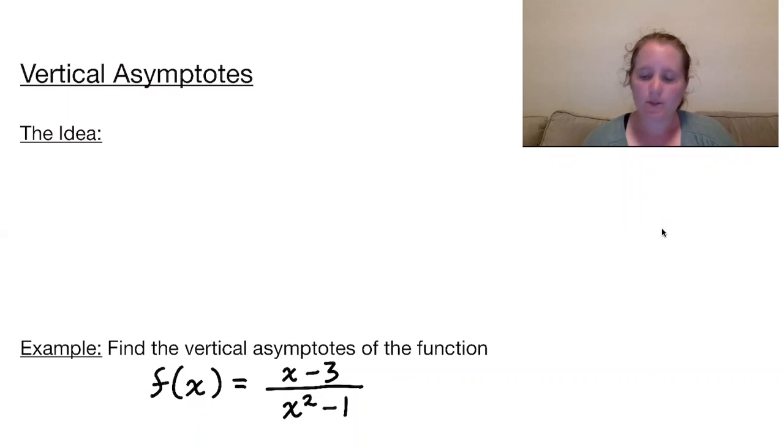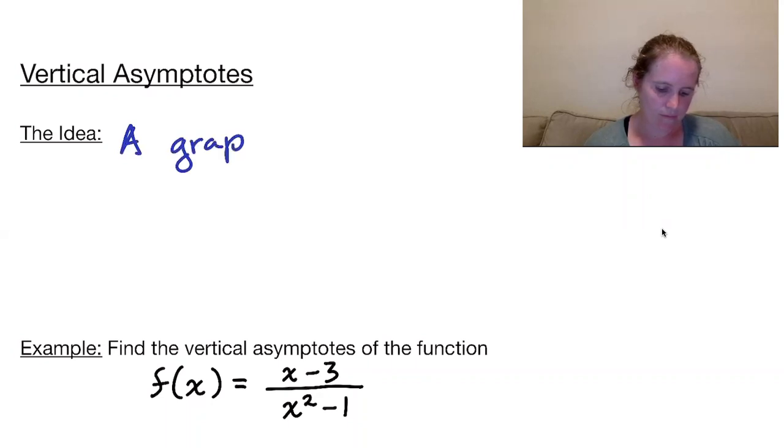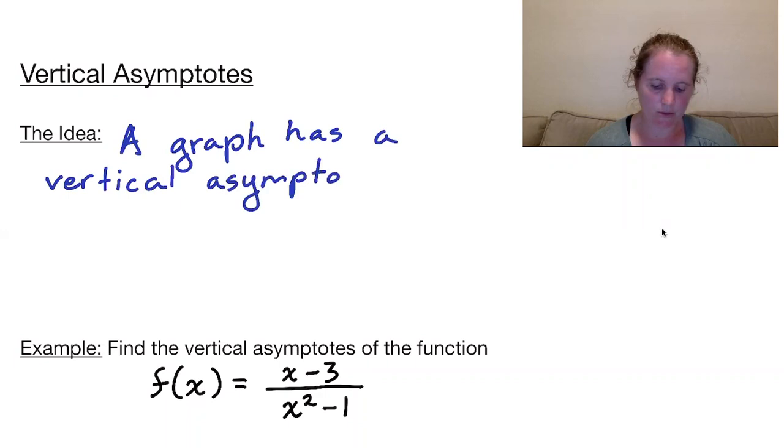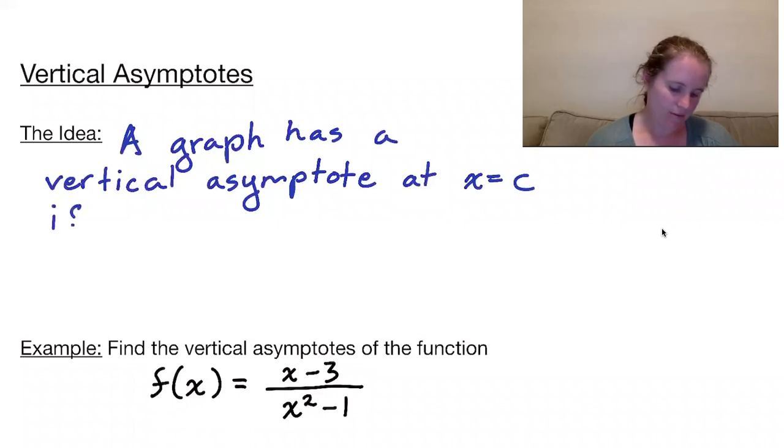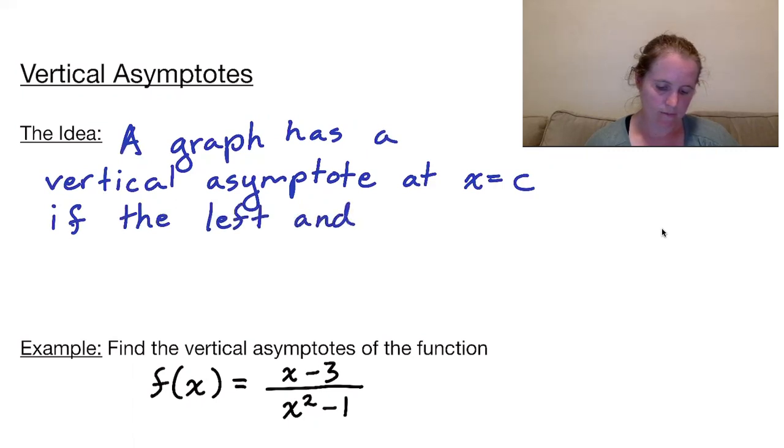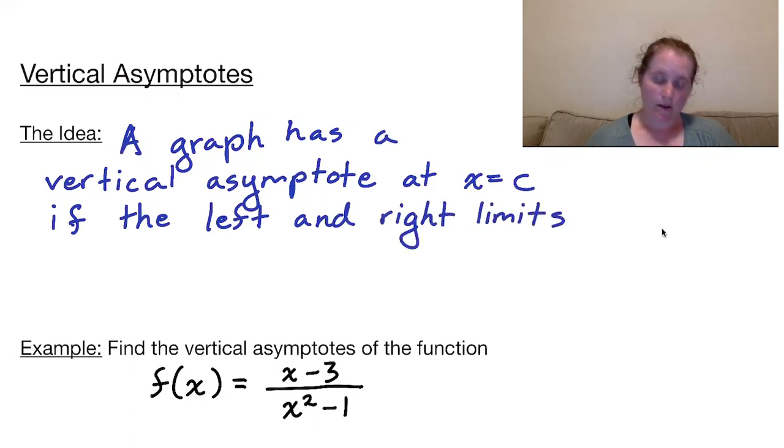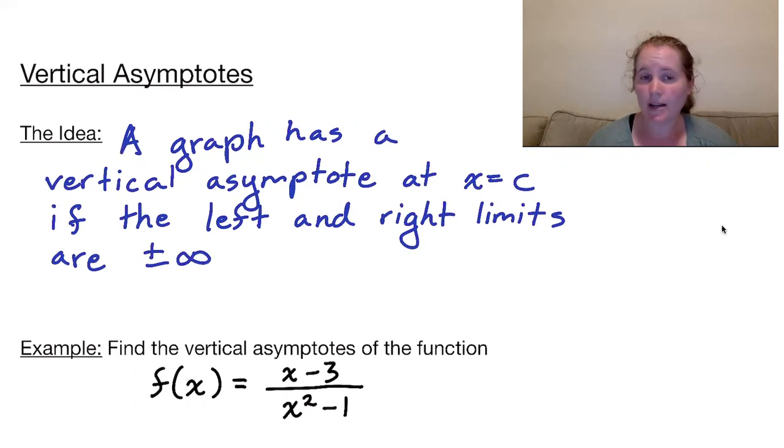Welcome to vertical asymptotes. So the idea here is we say that a graph or a function has a vertical asymptote at x equals c if the left and right limits are either positive or negative infinity. They do not need to match.